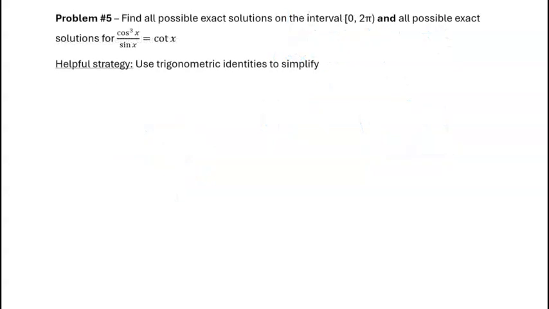So problem 5 says find all possible exact solutions on the interval from 0 to 2 pi and all possible exact solutions for cos cubed x over sine x equals cotangent x. The helpful strategy is to use trig identities to simplify. And so what we're going to do is we're going to start by just breaking down the cotangent into cos over sine. So cos cubed x over sine x is equal to cos of x over sine of x.